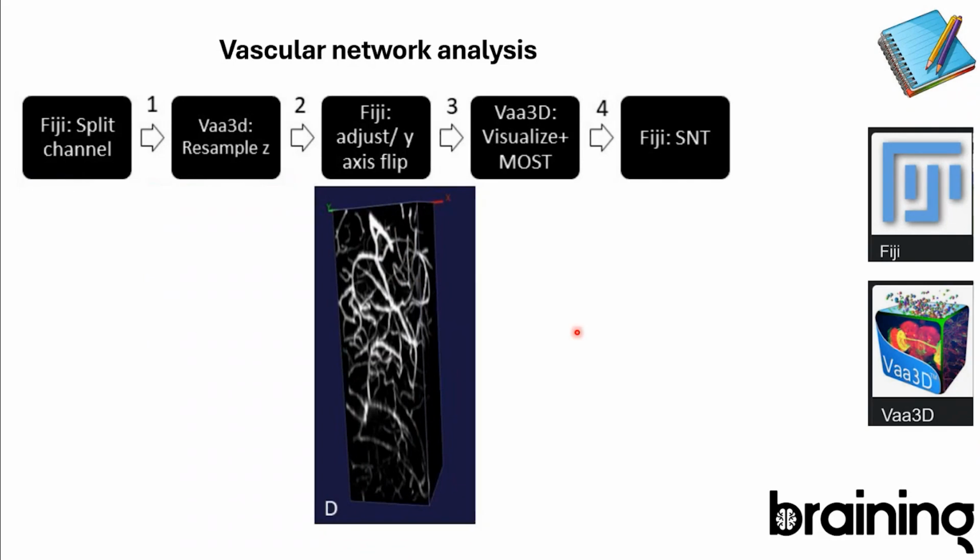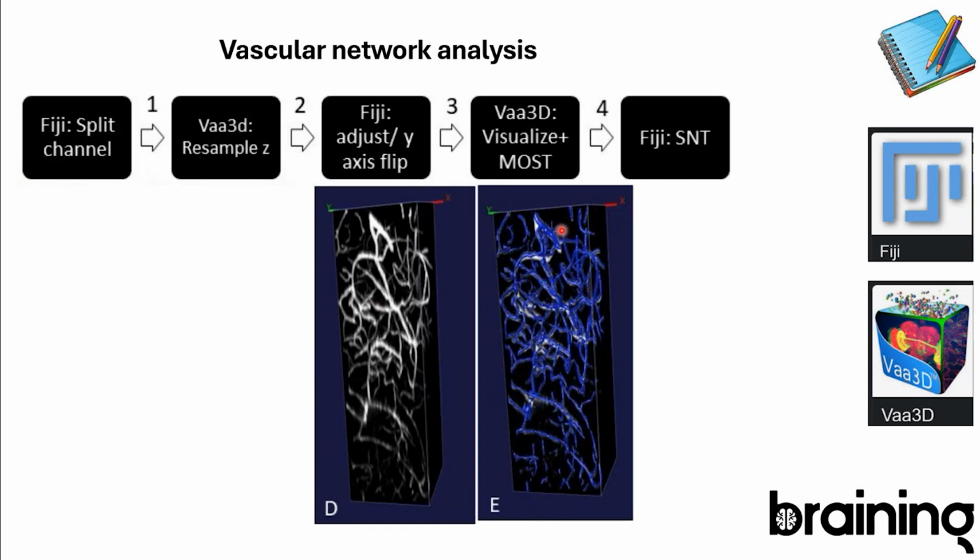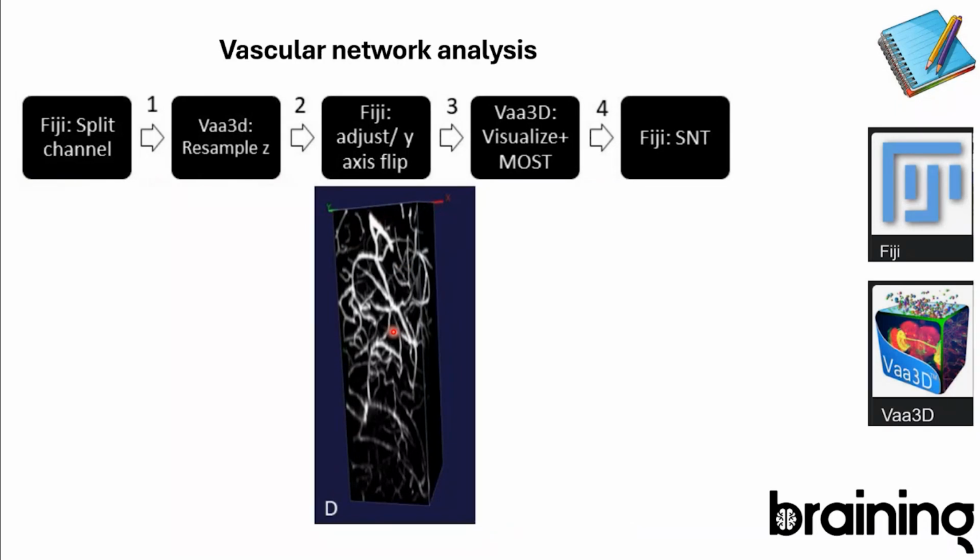In this software, you have the possibility of applying an algorithm called MOST, which is really capable of analyzing these vessels and getting a nice reconstruction. This blue image is the way the algorithm managed to identify the vessels in an automatic manner, and therefore what you eventually get is a file like this, which can then be reloaded into Fiji in this application, which is Simple Neurite Tracer.